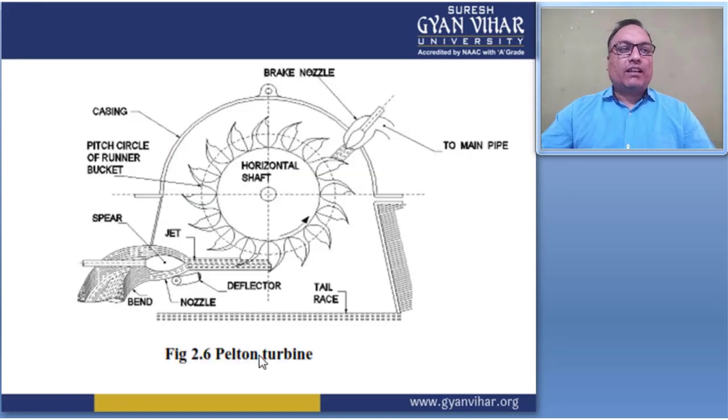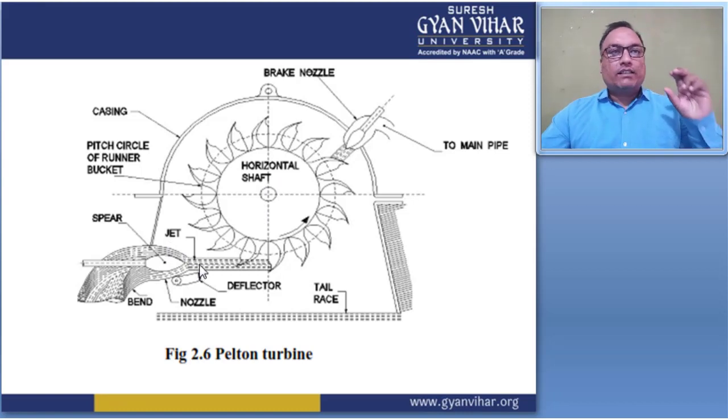This is the final picture of the Pelton wheel turbine, and here is the brake nozzle. These are the two main pipes. This is the casing, the pitch circle of the runner bucket, and this is the horizontal shaft. Here is one type of water jet striking on the bucket, and this is the deflector. The deflector gives the direction of this water jet.